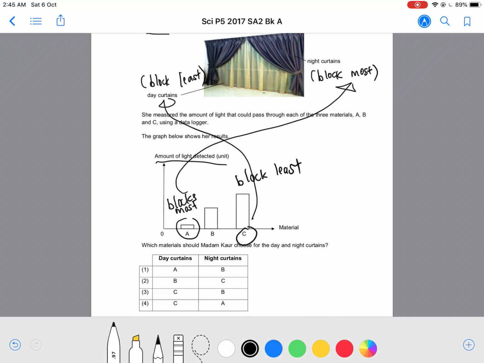So A will be for night curtain and C will be for day curtain. Option number 4.